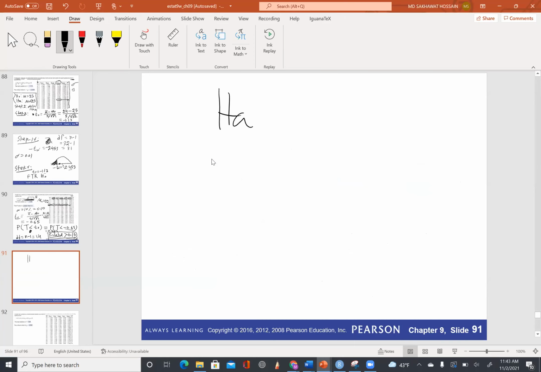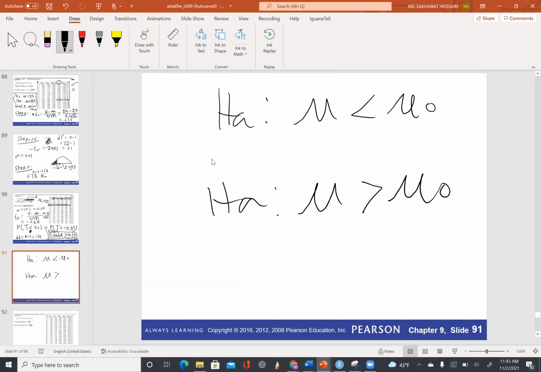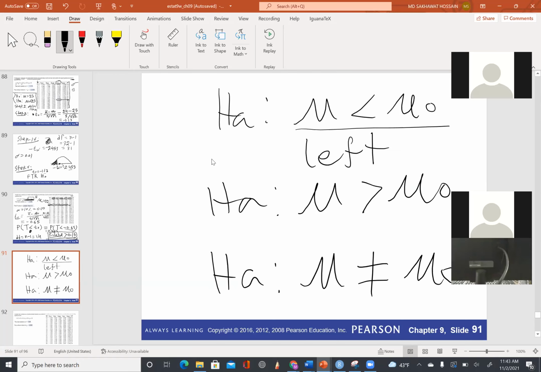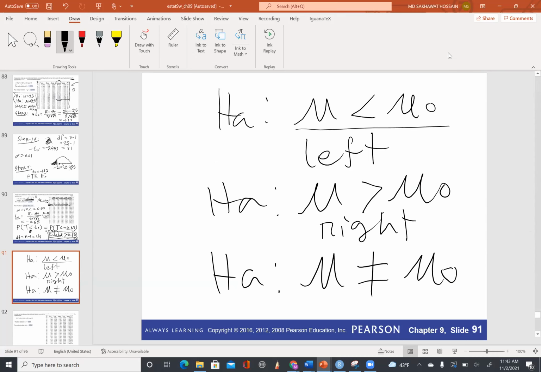So you can have this alternative, mu less than mu 0. You can have this alternative, mu greater than mu 0. You can have this alternative, mu is different from mu 0. If it is mu less than mu 0, this is called left tail, which is one tail. If it is mu greater than, this is right tail. And if you have mu different from mu 0, this is called a two-tail test.